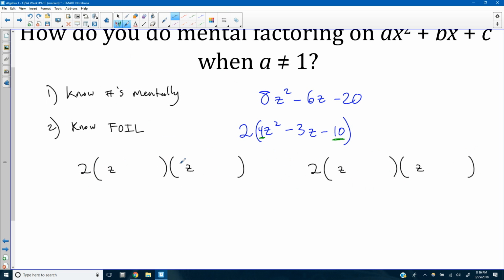So I will write this to begin with when it comes to mental factoring. Here's what happens next. 4 can either be written as 2 times 2, or 4 can be written as 4 times 1. So this is what makes this a little bit harder when this number is not prime, when it's a composite number, you have to test a lot more things. Now, with the 10 being composite as well, you have multiple things to test there too.